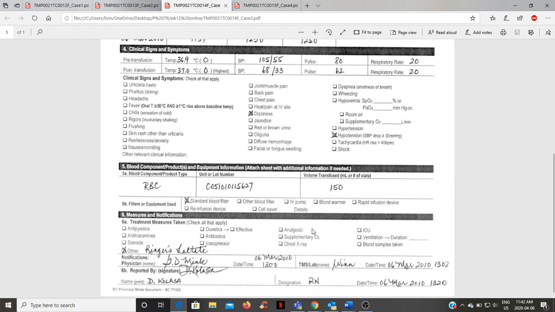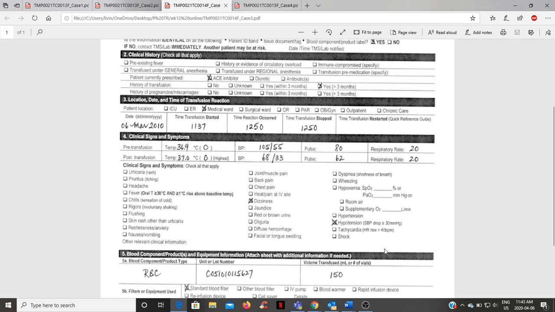Measures and notification. So they administered some Ringer's lactate, notified the physician, and there's the signing nurse. And they also called the TM lab. This is who they notified in the lab and what time they called. So that looks pretty complete. And we've got symptoms here of hypotension and dizziness and no fever. So that's our case 3.